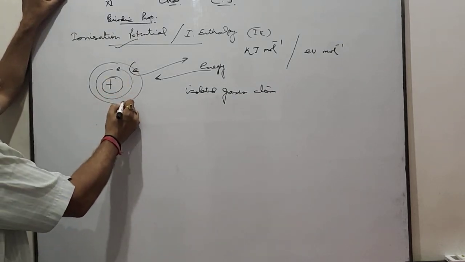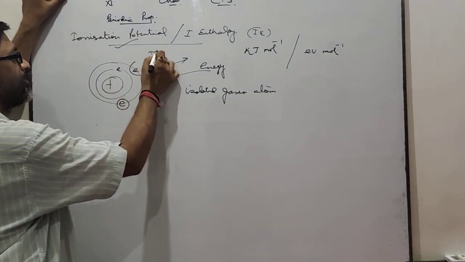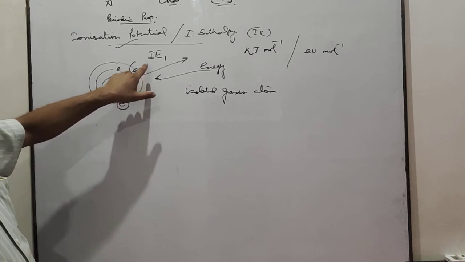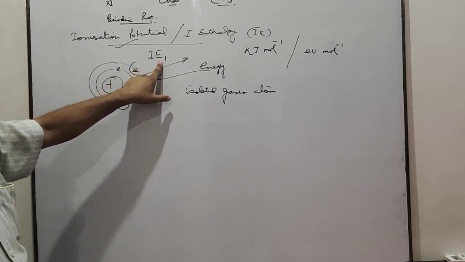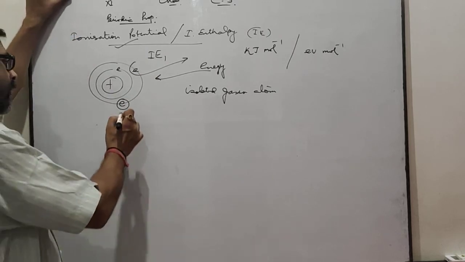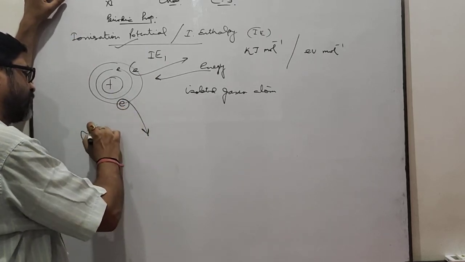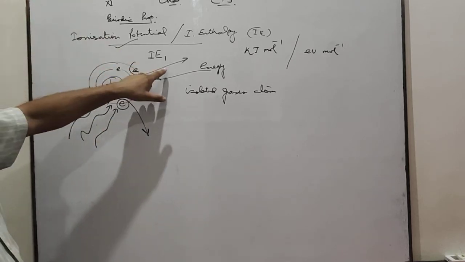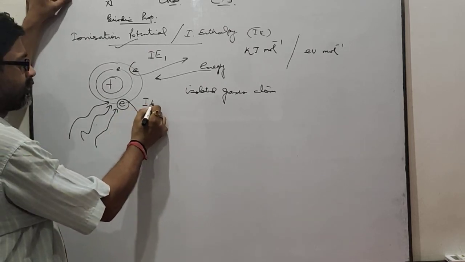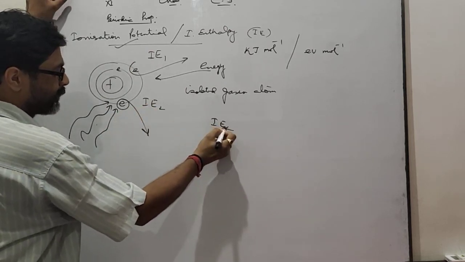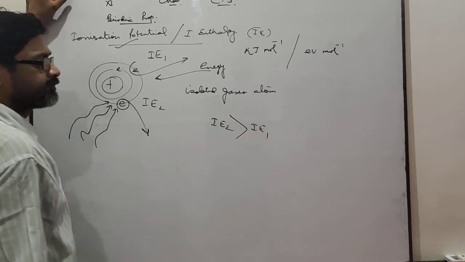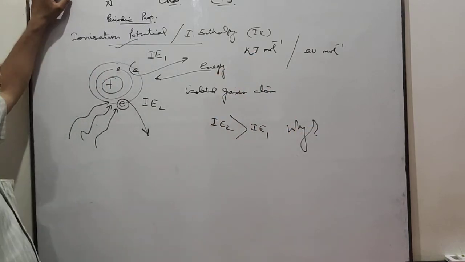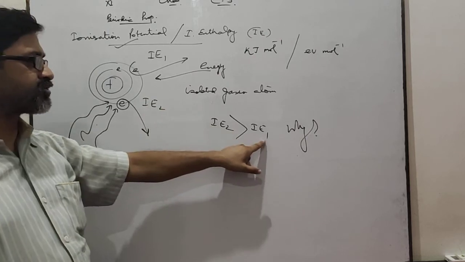The energy required to remove the first electron is called first ionization energy. Means the energy required to release the first electron, this energy is called first ionization enthalpy. Now I want to remove the second electron, then more energy is required than the first one. This energy is called IE2. Means you can say that IE2 is greater than IE1. Why so? This is a very important question. Why is second ionization enthalpy greater than first ionization enthalpy?